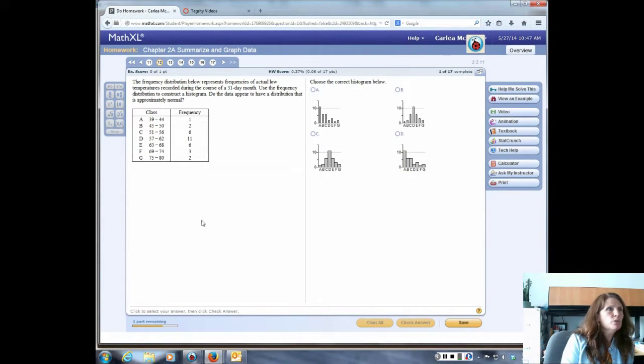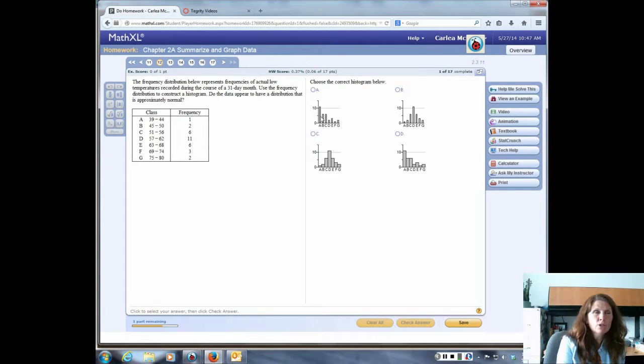A frequency distribution below represents frequencies of actual low temperatures recorded during the course of a 31-day month. Use the frequency distribution to construct a histogram. Do the data appear to have a distribution that is approximately normal? So look at your data. It starts low at 1, it grows to 11, it goes back down to 2. So this makes no sense.